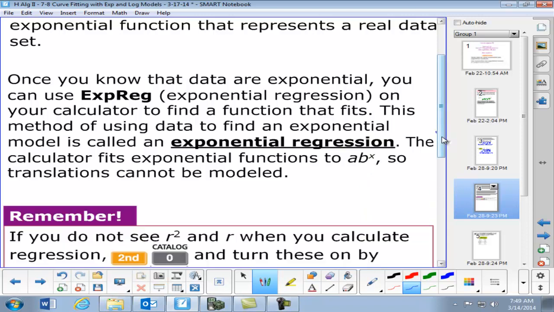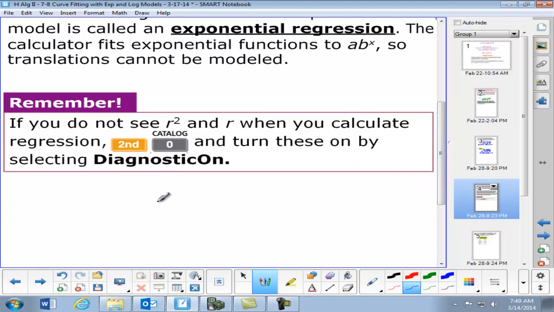Don't forget, on your graphing calculators, if you do not get the r² value, you have to go to second, catalog, go down to D, and turn your diagnostics on. So again, if you don't get the r² value, second catalog, down to D, turn diagnostics on, hit enter, and then your r² value will appear.